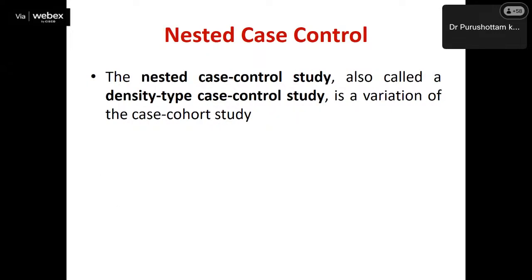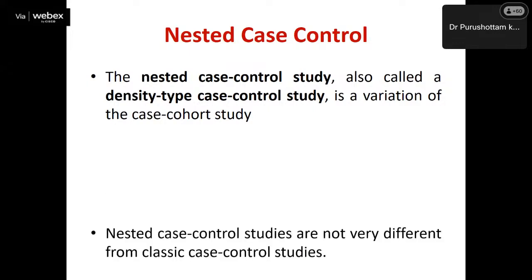First is nested case control. As the name suggests, nest means jal, and the word comes from that. The nested case control study is also called density type case control. We will see later why it is called density type case control and why it is also called nested. There is meaning in the presentation of the graph. It is a variation of the case cohort study, the second type of hybrid design.